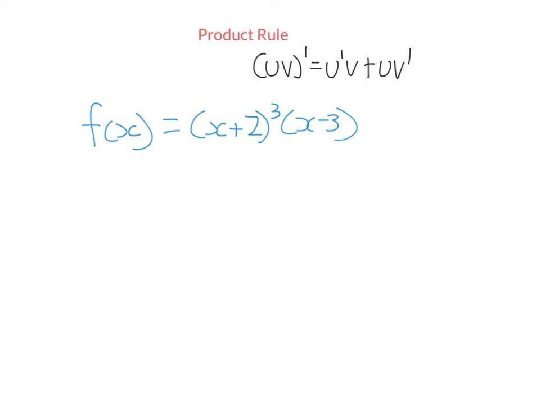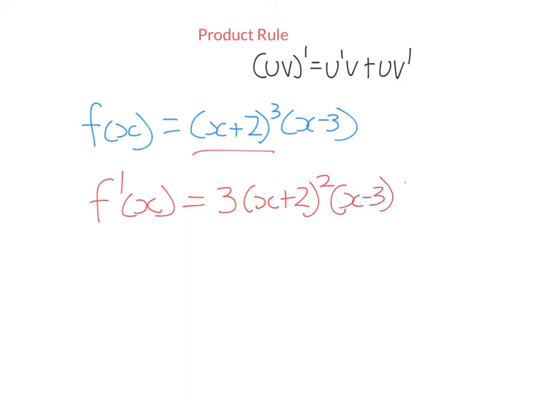So we would use it on something like this. This would take forever to expand, so we're going to use the product rule. This is my u, my first function, and this is my second function. So this is how we differentiate it. We do derivative of the first, so that is the chain rule, x plus 2, decrease the power by 1. So this is the derivative of x plus 2 cubed. So that's u dash. We multiply it by v, and then we add u, the first, times the derivative of the second. The derivative of x minus 3 is just 1.